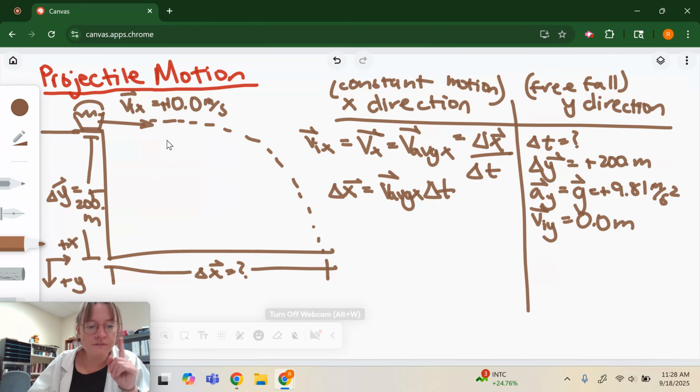Now I look at these variables, I say I'm looking for a delta t, I have a delta y, which is a displacement, I have an acceleration, and I have an initial speed in the y direction, and I check my bag of tricks and I say which of my equations will be best suited for the job.